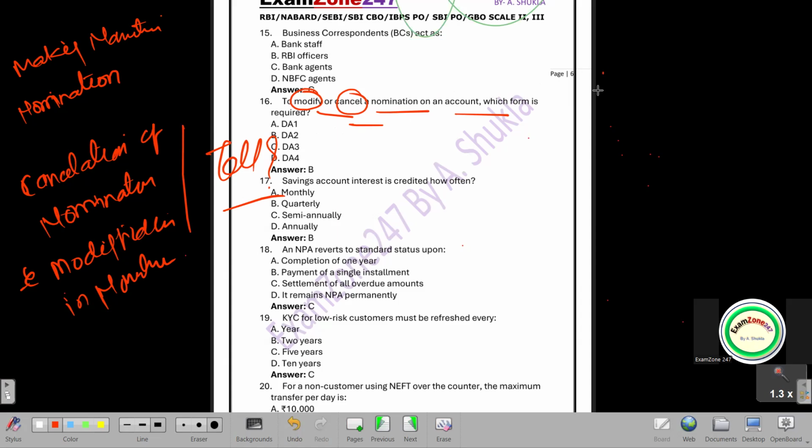In SBI, it was asked about cancellation. Okay, speak. Text. Yes. No, some answers are coming, but I think these answers are wrong.